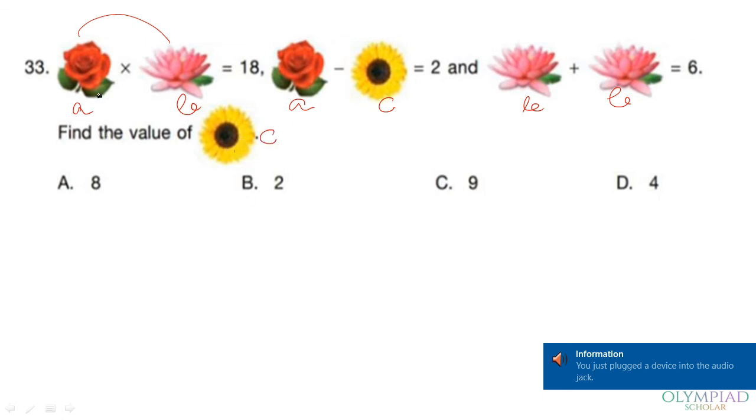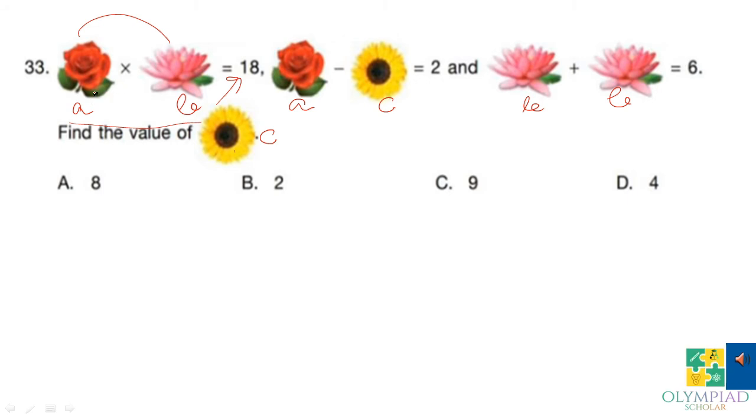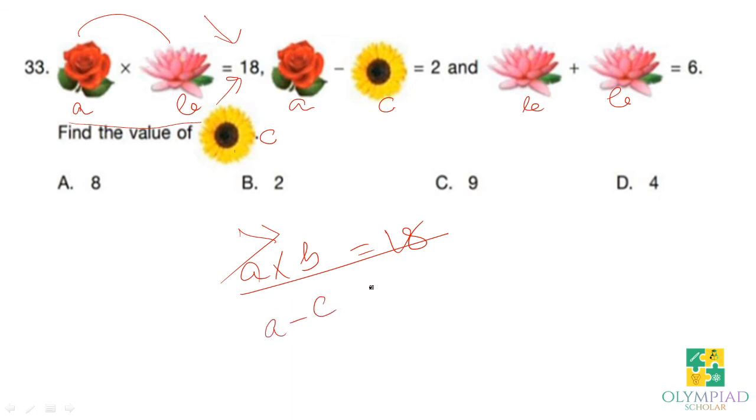You can see here A multiplied by B, two numbers being multiplied to get 18. It can be 2 and 9, 3 and 6, it can be anything else. But we will not get any result from this equation, A into B equals 18, so we cannot use it to get the values of A or B. The next equation is A minus C equals 2. Again, we will not get any result from this.